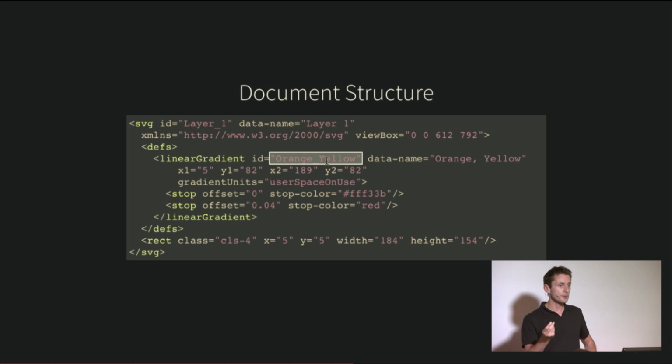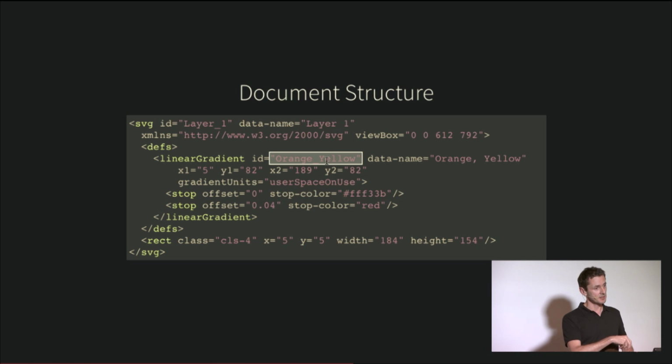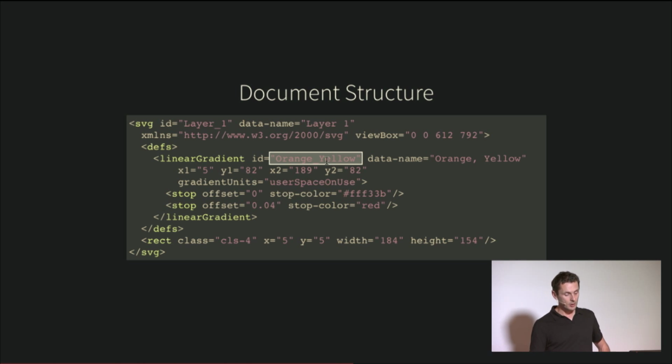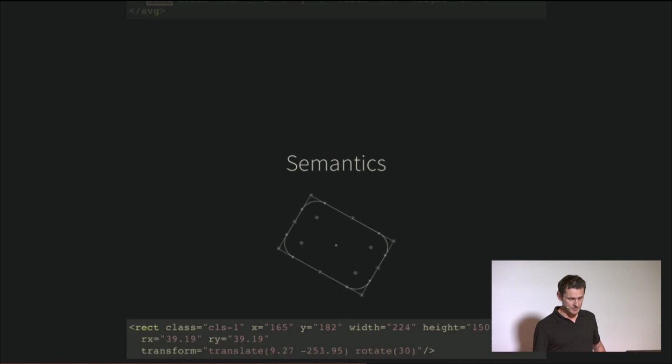So for example, if you author a gradient and you give it a name in Illustrator, you'll find that name back in your content. So if you communicate with a developer, or if you're a developer yourself, you can find the things you've designed very quickly. And then finally, you'll find that rectangles or basic shapes result in your content as rectangles and basic shapes.